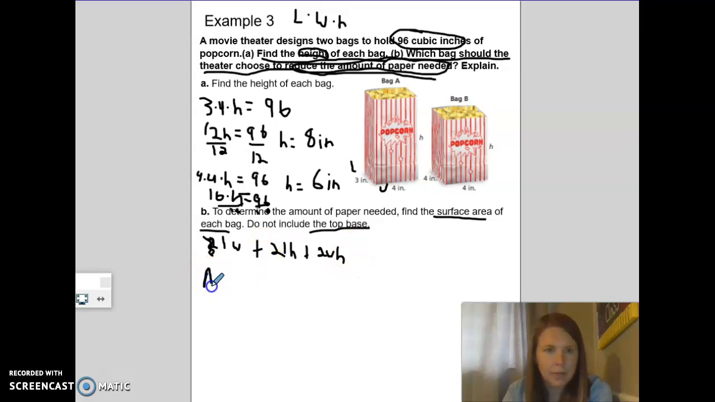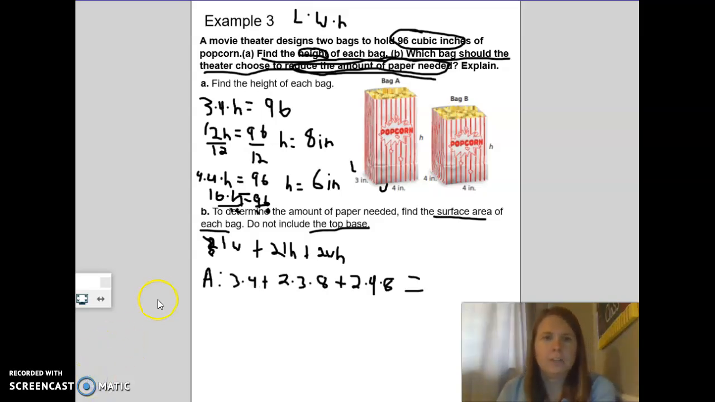So let's go ahead for bag A, okay? I'm going to plug this in here. It'll just freeze for you, but I'm going to pause and put this in. So just bear with me. All right, so I just plugged in my lengths and the widths and the heights for these because I'm looking at bag A. The length is your 3, width is 4, and we discovered that the height is 8. So I just plugged those in.